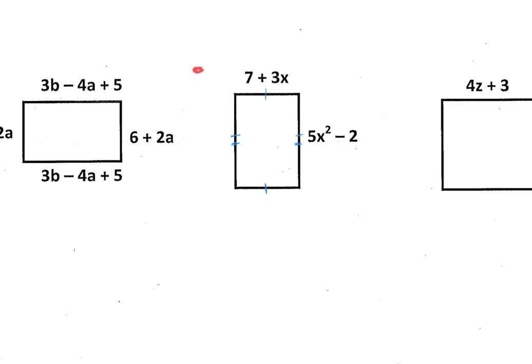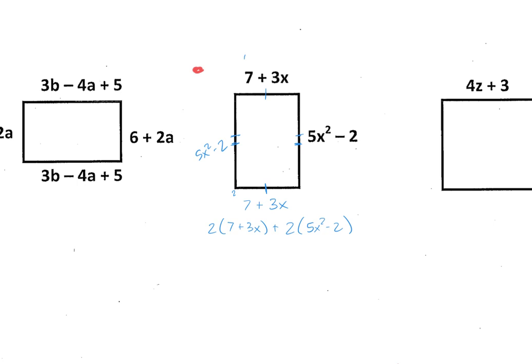So the top is 7 plus 3x, the bottom is 7 plus 3x, which means that this is 5x squared minus 2. But that's a lot to write. So when I do my equation, what I'm going to do is say that I have 2 of 7 plus 3x's, because I do. Here's 1, here's 2. I have 2 of them, plus 2 times 5x squared minus 2.